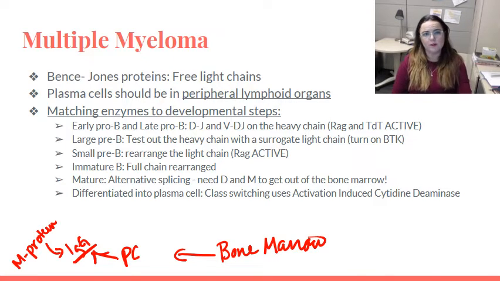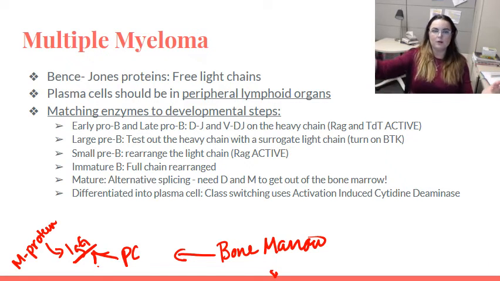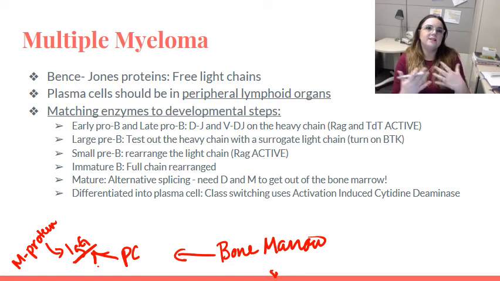Now, there's a lot wrong with that picture. First off, you're not supposed to have plasma cells in the bone marrow. A B cell develops in the bone marrow. Once it's kind of completed its development, it leaves the bone marrow, goes out into the world to find its one true love, its antigen, where it then differentiates into a plasma cell. And it's the plasma cell out in the periphery that secretes antibody. So that's problem number one. Why are we getting plasma cells in the bone marrow?